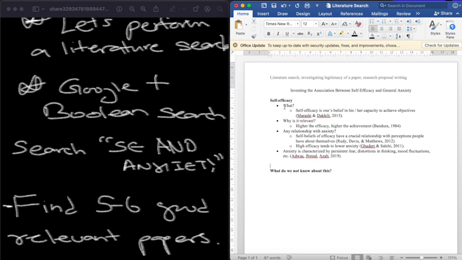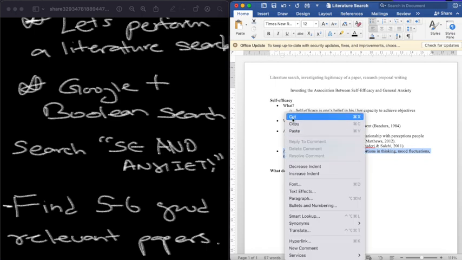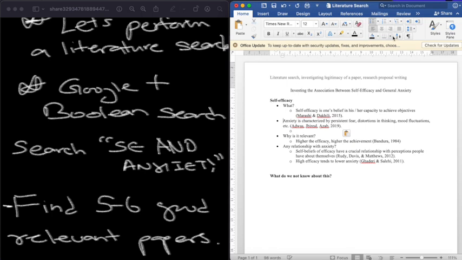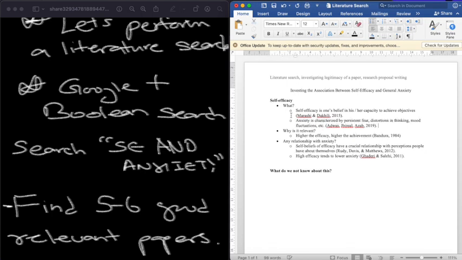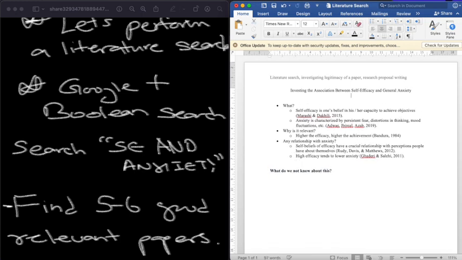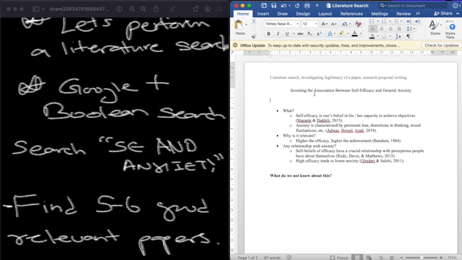Now we know what exactly self-efficacy is. We know what exactly anxiety is. I'm going to just order these things. Okay, I'm going to cut this self-efficacy here. Now I need to develop a very small paragraph.